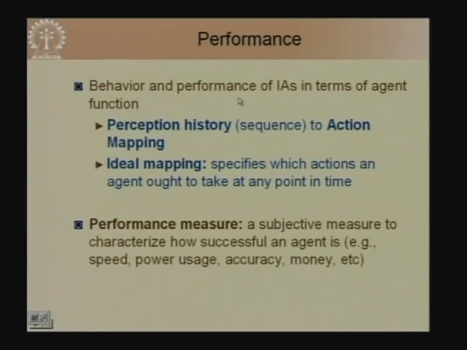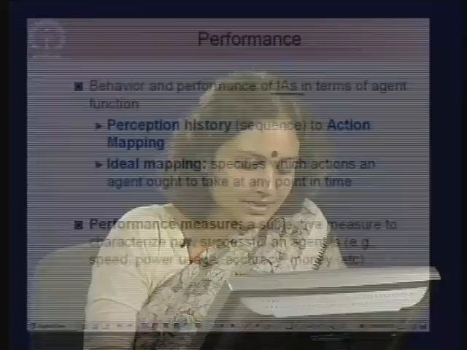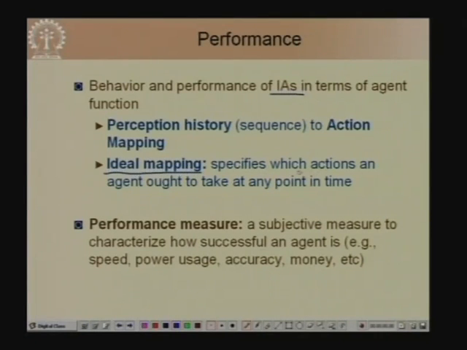So, the behavior and performance of intelligent agents we will look at in terms of the agent function. An agent function is, as we have already talked about, a mapping from perception history to action. Now, what is the mapping that the agent should implement? Obviously, the mapping that the agent should implement is the one which maximizes its performance measure. The ideal mapping of an agent specifies which action an agent should take at any point of time. We will talk presently about how the agent should achieve this maximization.